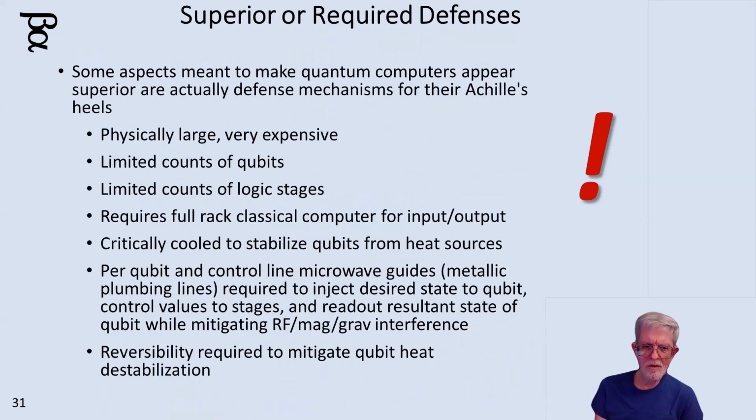So the things that quantum computers define as their superior capabilities are actually just defense mechanisms for their Achilles heel. They're physically large, they're very expensive, they have a limited number of qubits. I think the most I've seen so far is a little over 1,000. They have a limited number of logic stages, maybe 100 or so. It requires a full rack classical computer just to do the input and output for the quantum computer, and to maintain all of the supercooling and things like that of the quantum computer. And you require all sorts of chillers and pumps and dissipators and such to stabilize the qubits from heat sources. And you know that plumbing.